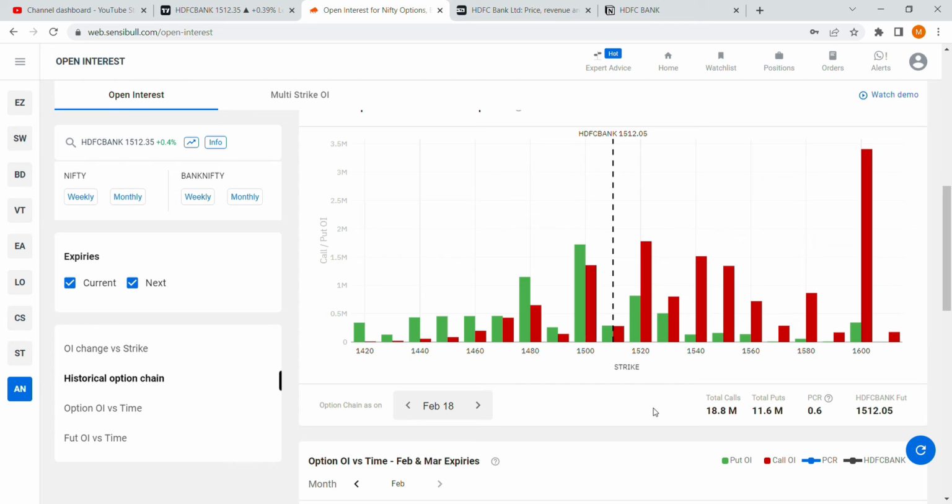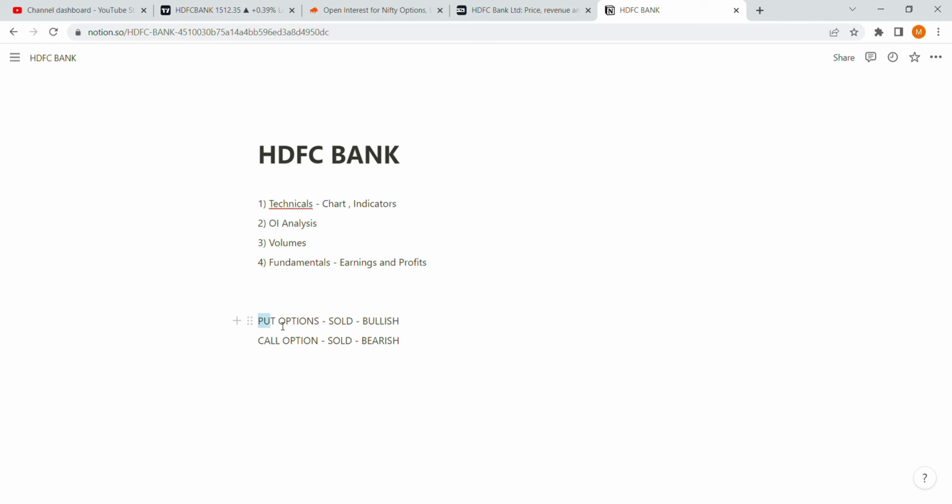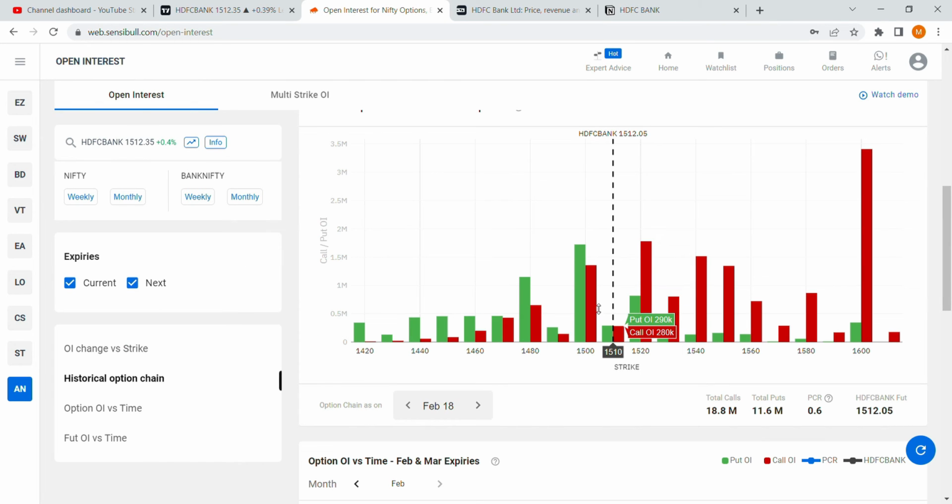If you observe carefully, at the 1500 mark, the put options have been sold and the call options have also been sold. What you have to understand is that when put options are sold, the option sellers mean that they are bullish on the stock, and when call option is sold, it means that they are bearish on the stock. Hope you understand this concept. So since the put option sold is higher than the call options open interest, it means that 1500 can act as a strong resistance to the stock.